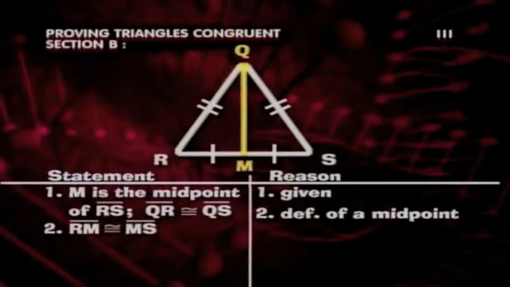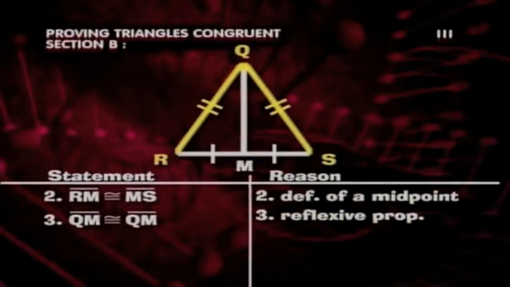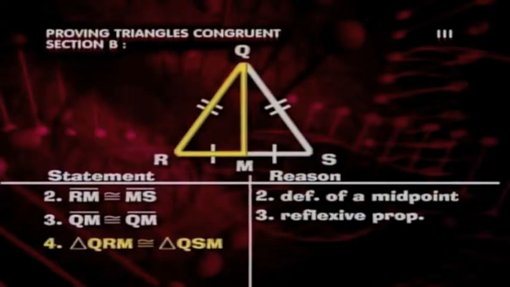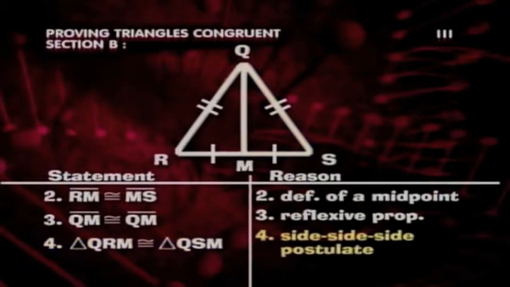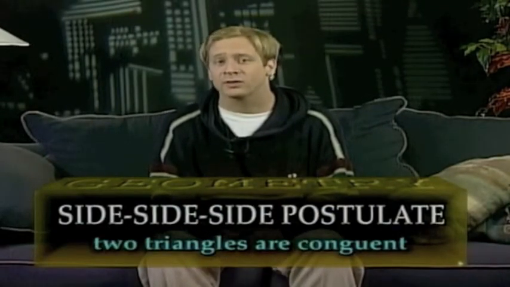The only side left is QM, which is easy to prove. Because it's shared by both triangles, we just state that QM is congruent to itself by using the reflexive property. Now that we've got all 3 sides congruent, we can state our goal. Triangle QRM is congruent to triangle QSM, thanks to the side, side, side postulate. Pretty simple, huh? We've just used the side, side, side postulate to prove that 2 triangles are congruent.